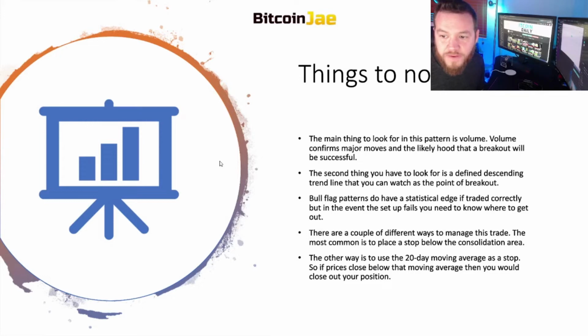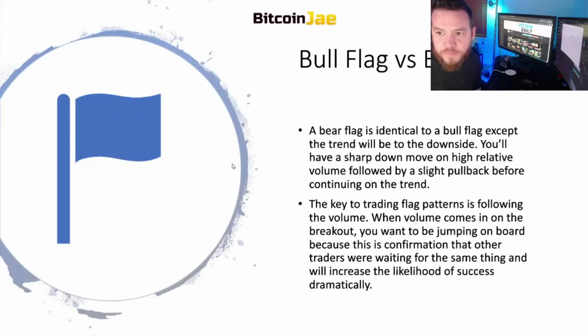Next is bull flag patterns do have a statistical edge if traded correctly, but in the event that the setup fails, you need to know where to get out. So you always want to know where to get out from any trade. So this includes the bull flag pattern. Next, there are a couple different ways to manage this trade. The most common is to place a stop below the consolidation area. And then the other way is to use a 20-day moving average as a stop. So if prices close below that moving average, then you would close out your position, right?